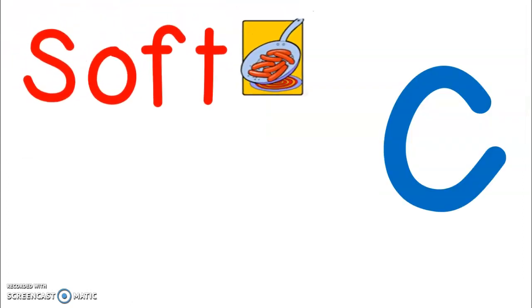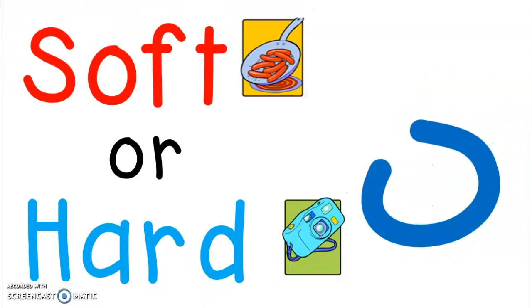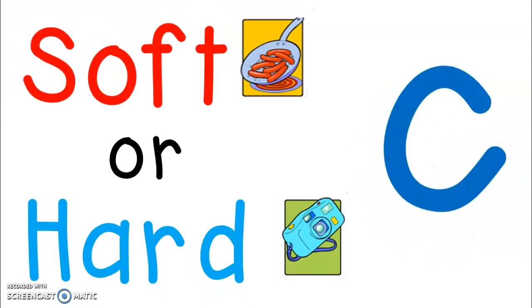So we're going to look at soft or hard C. You're going to say whether it is the soft sound or the hard sound. And the soft sound is S, and the hard sound is K. Remember, with the soft sound, the C is going to be followed by an E, I, or Y. The hard sound, the C will be followed by A, O, U, or a consonant.